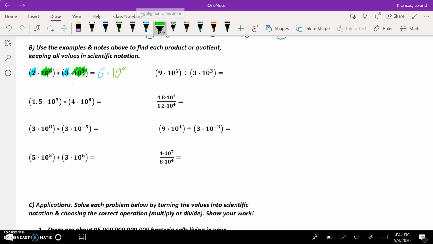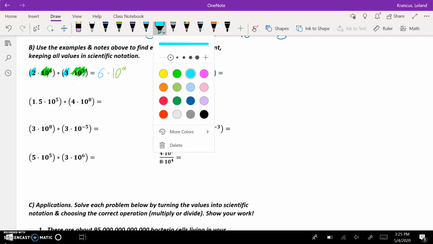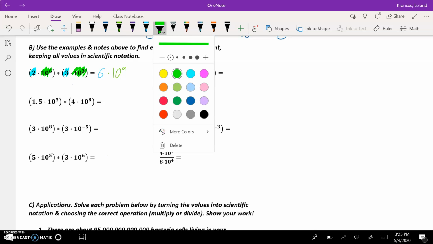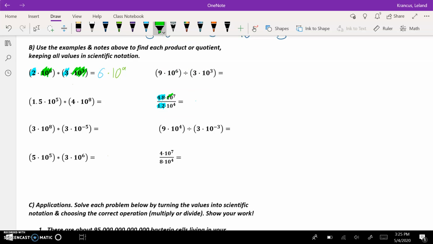Same thing goes for our division problems. So you can divide 4.8 by 1.2 separately from dividing 10 to the 7th by 10 to the 4th. 4.8 divided by 1.2 is 4. 10 to the 7th divided by 10 to the 4th is 10 to the 3rd. So I'm subtracting those.